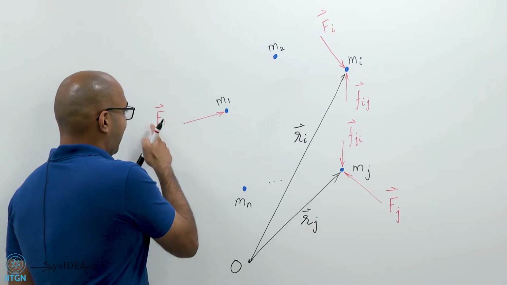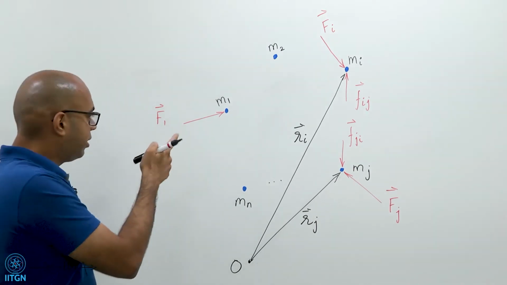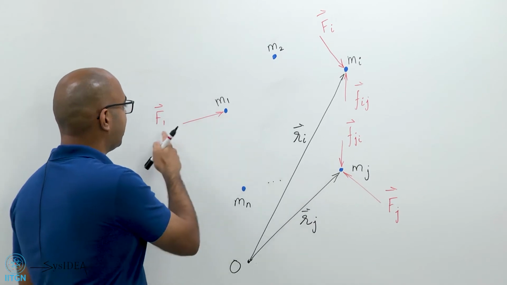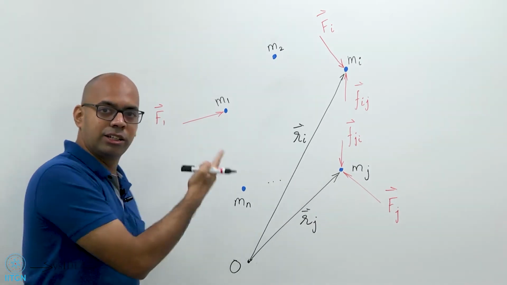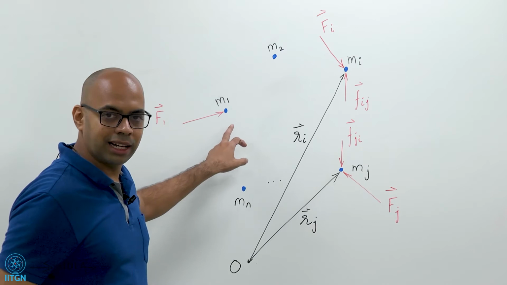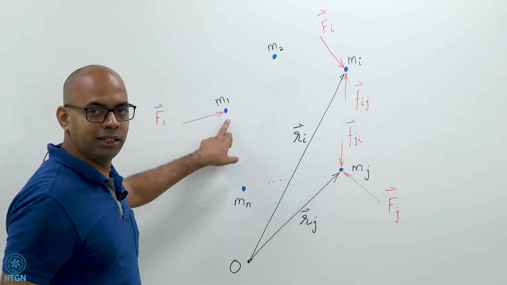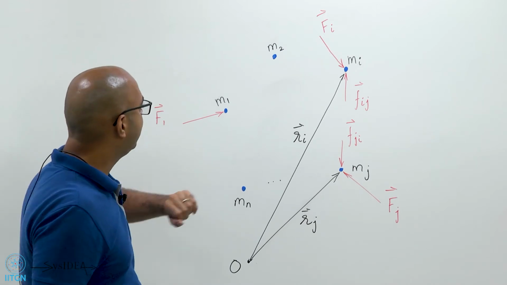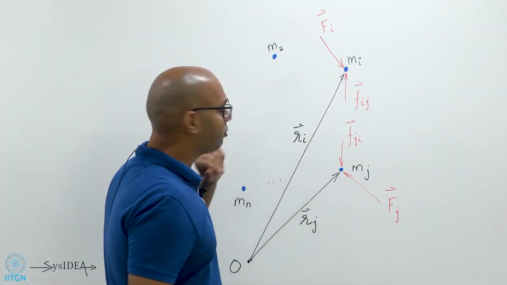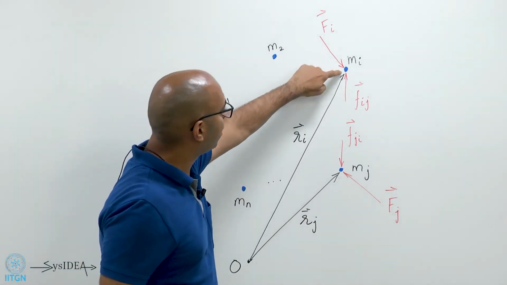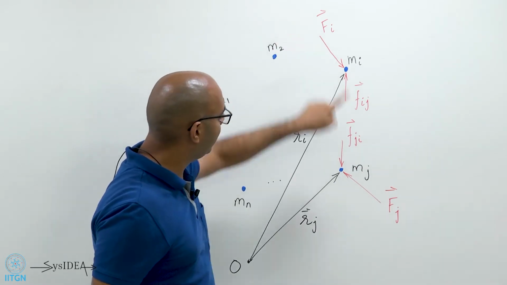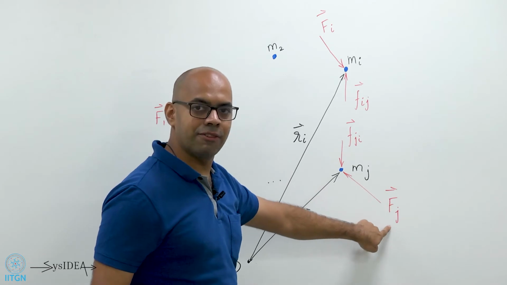Now, the total external force, the resultant external force acting on particle 1, I am calling F1. Again, remember there could be multiple forces acting on m1, but the resultant of all of that is what I am calling F1. Likewise, on each of these you could have external forces. So, on the ith particle, let us say the total external force is Fi, and on the jth particle it is Fj.